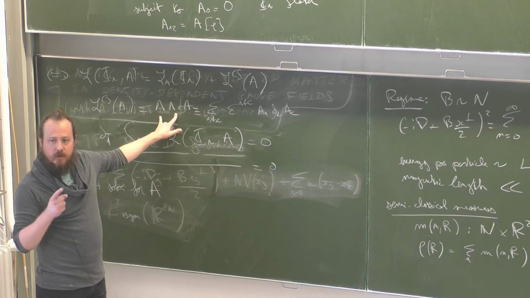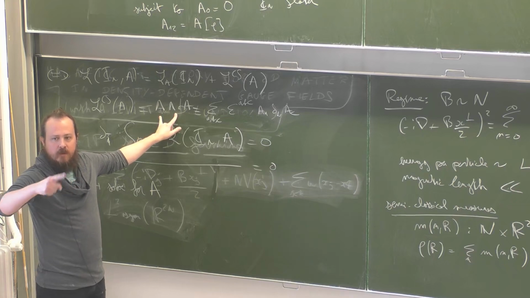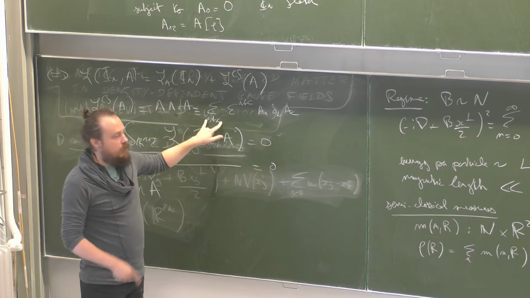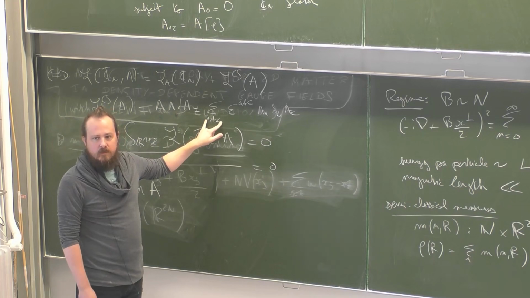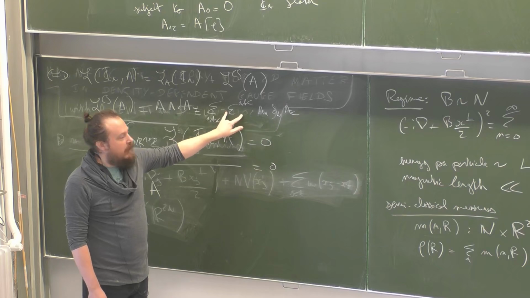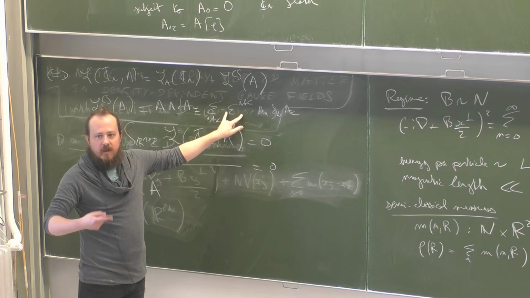So A has three components: A0, A1, A2. And you sum over all permutations of the three components, so that's epsilon ABC, the Levi-Civita symbol.